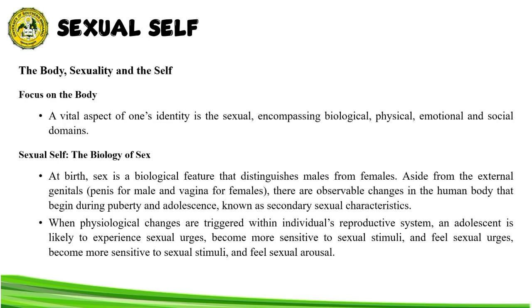Sex is a biological feature that distinguishes male and females at birth. One of most observable characteristic to be considered a male or a female is the presence of genitals. That is, penis para sa mga lalaki and vagina para sa mga babae. In puberty, further characteristics can be observed known as secondary sexual characteristics.